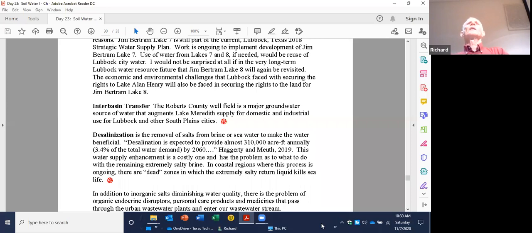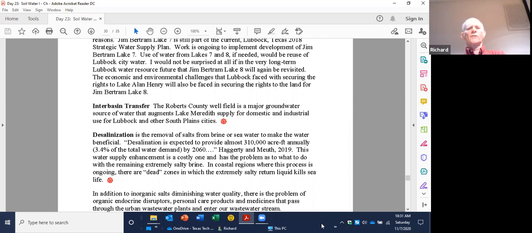One nice thing about Lake Meredith is it is elevationally above where Lubbock is. And so that water flows through the pipeline by gravity flow. We don't have to pump it. The problem with Lake Allen Henry is that Lubbock is elevationally above Lake Allen Henry. And so to get water from Lake Allen Henry up to Lubbock, they have to pump it uphill. And Lubbock paid for the pipelines to do it. And Lubbock is currently paying for the pumping of water from Lake Allen Henry.